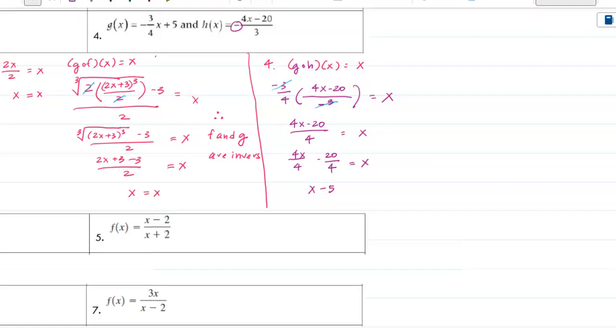Oh, wait a second. Oh, I forgot the plus. That's right. I forgot the rest of the function right here. Plus 5.